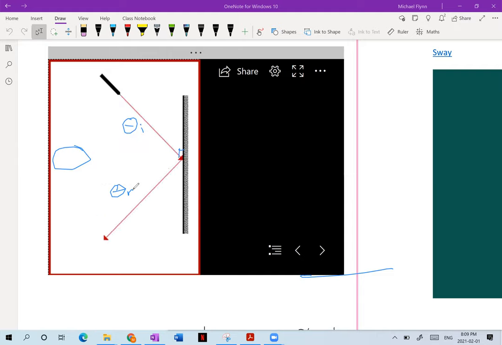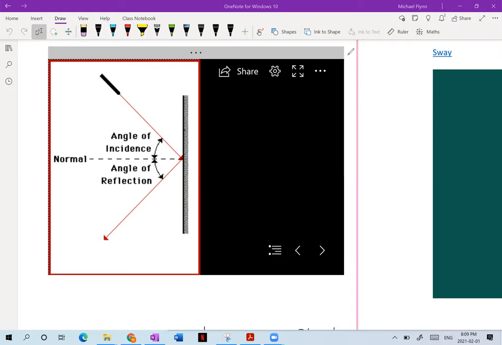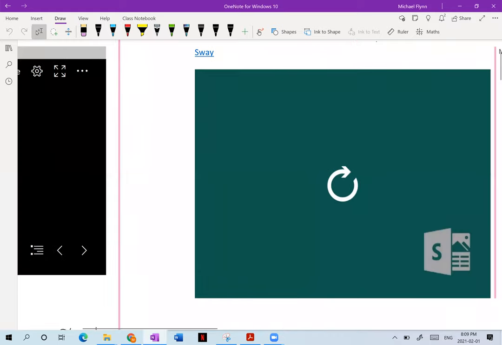I did not mean to do that. So let me clear these drawings. Let me close my annotations. Now let's go over here.